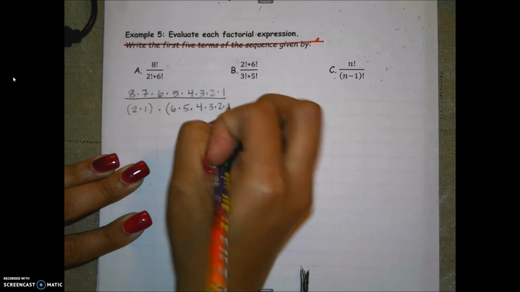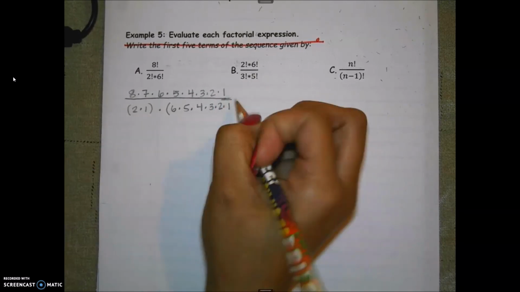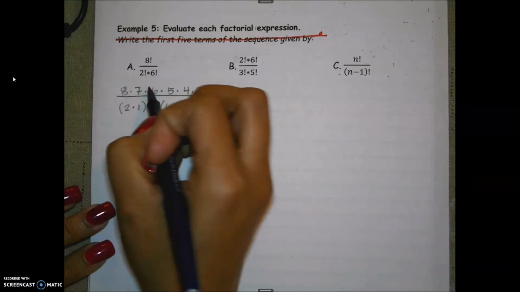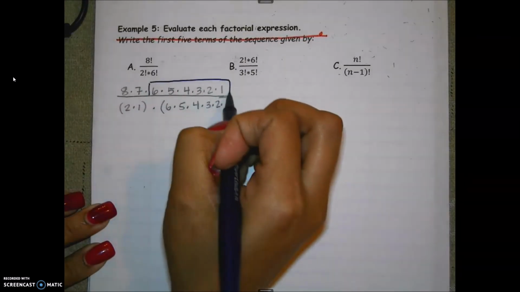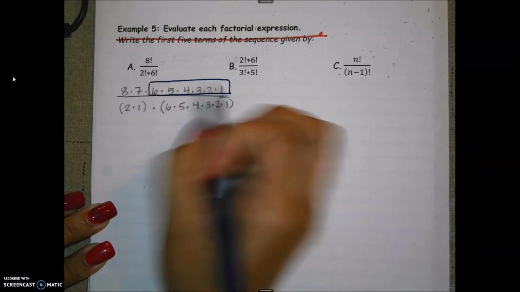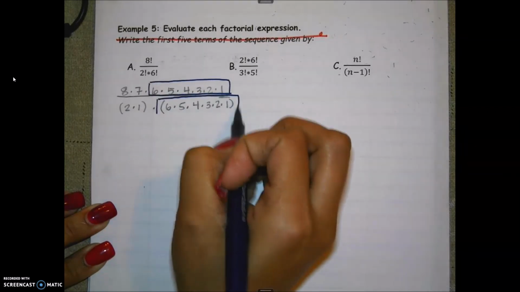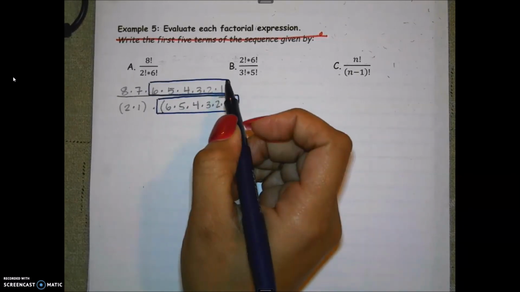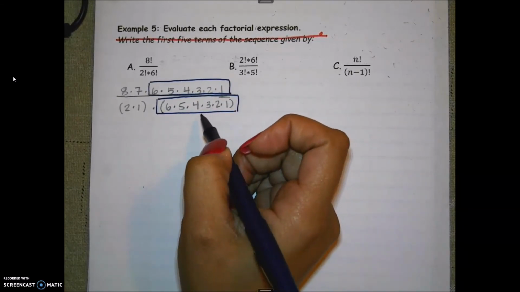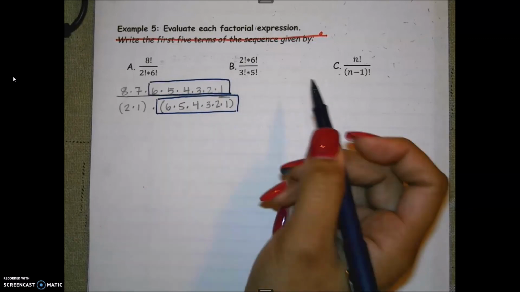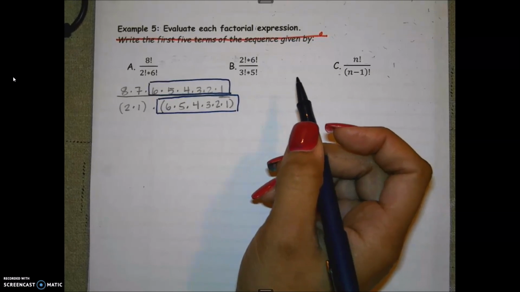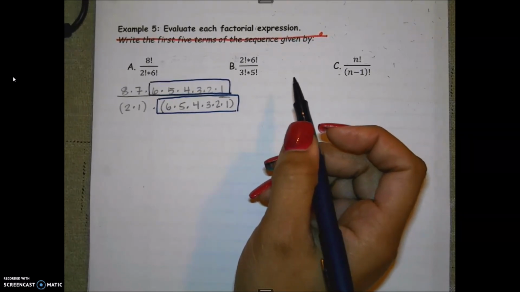Now, instead of running for your calculator, I want you to look at the details here. Notice that 6 times 5 times 4 times 3 times 2 is on top as well as on the bottom. When you have the same number on top divided by the same number on the bottom, they cancel each other out. That's like saying 2 divided by 2, which is 1.